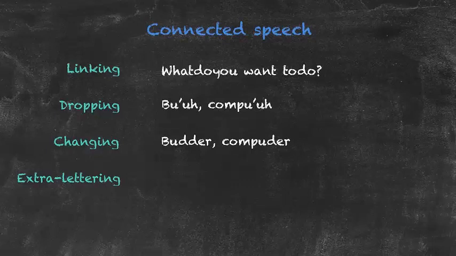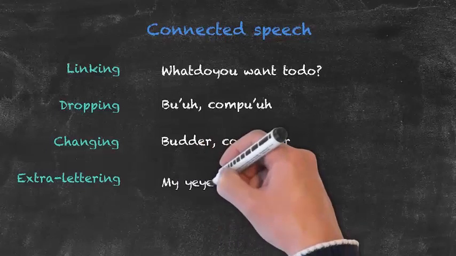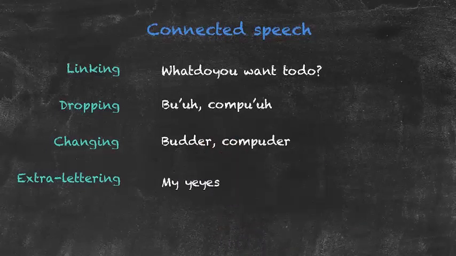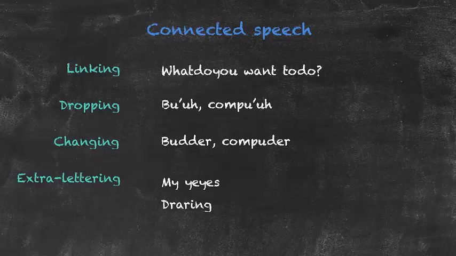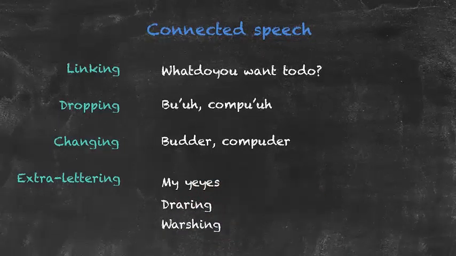Then finally, we have our extra lettering. This typically comes as we want to connect two vowel sounds with a bit of a consonant sound. So instead of saying, my eyes are green, we sneak in just a hint of a Y sound, so it becomes my yeyes, or my yeyes are green. Then we can also have, instead of drawing, it can become drawring, just as washing can sometimes become warshing.